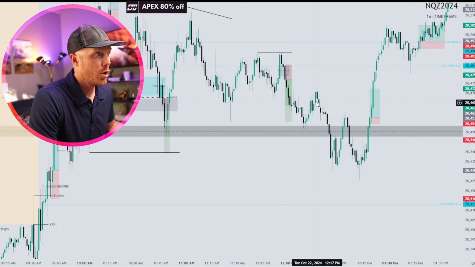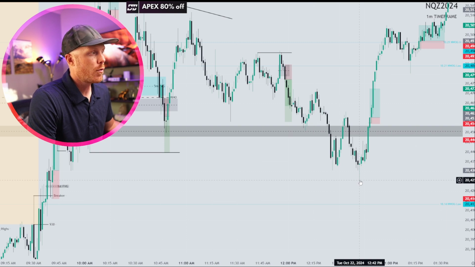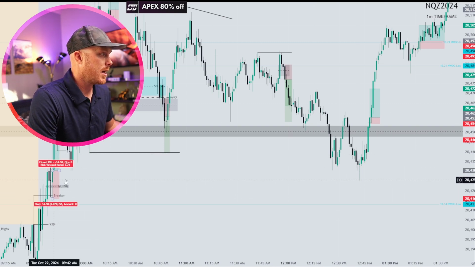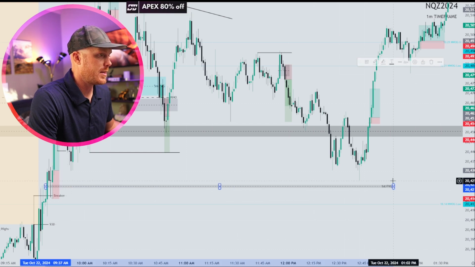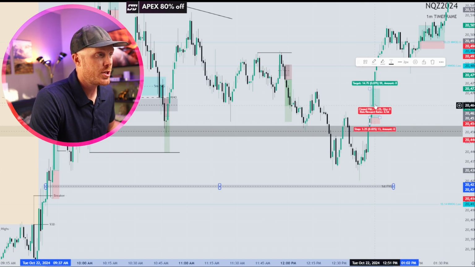We ran all the way down here. We made this low at 1242, sweeping this low here and coming into just above the first fair value gap of the day. We never actually ran it. We just ran and swept these lows sitting over here. After we swept those lows, we started pushing higher.